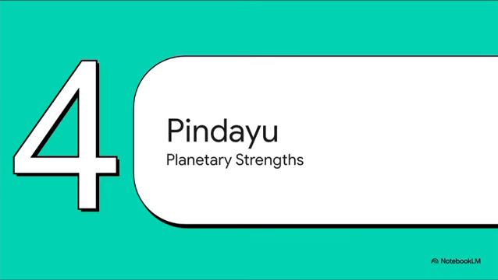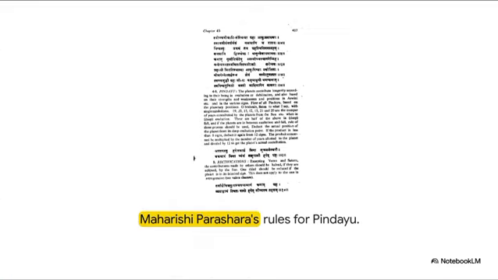Planetary strengths, or Pindayu. So we've mapped out when things happen, but how do they happen? Are these periods strong or are they weak? According to Maharshi Parashar's original rules for Pindayu, planets contribute specific numbers of years to a person's longevity based strictly on their geometric positions. For example, when in deep exaltation, Venus contributes a base of 21 years, while Saturn contributes 20. But keep in mind, these are just the starting integers.